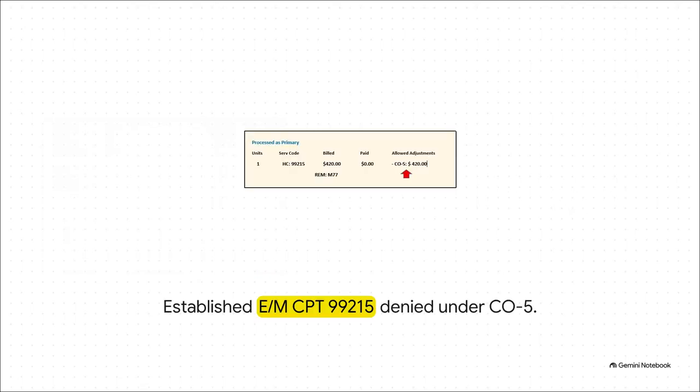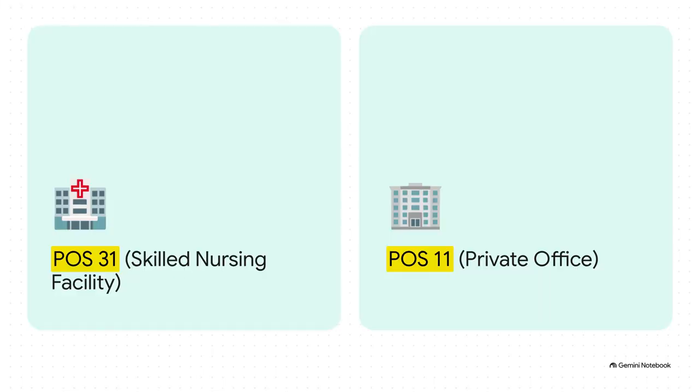Let's look at our final scenario. Here, we have an established EM visit billed out at $420. But check out the claim POS. It says POS 31, which is a skilled nursing facility. Unsurprisingly, this triggered an immediate, full M77 denial for an inappropriate place of service. And here is the exact data entry flaw. The claim dropped with POS 31, the SNF indicator.